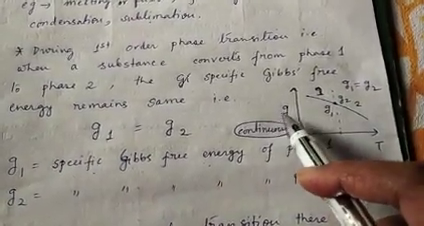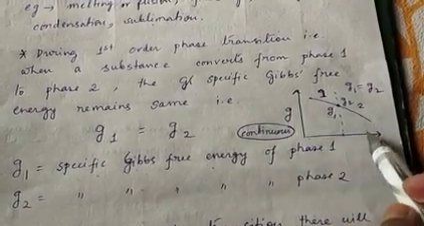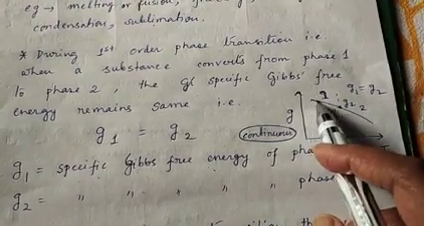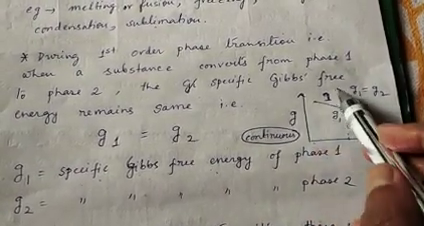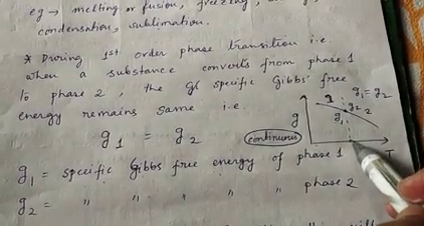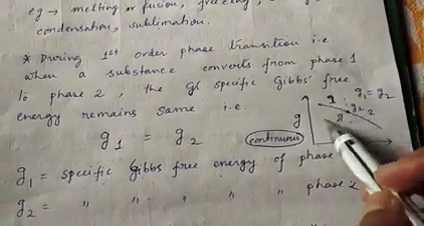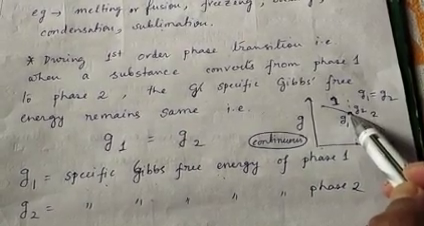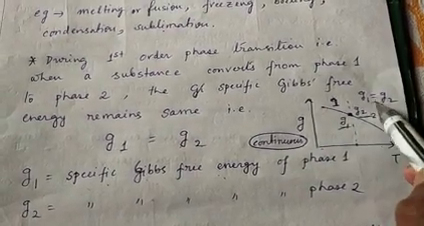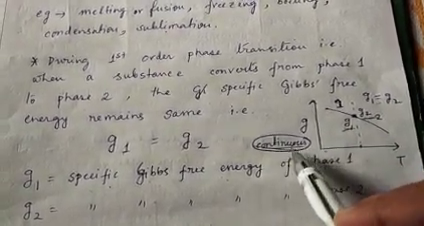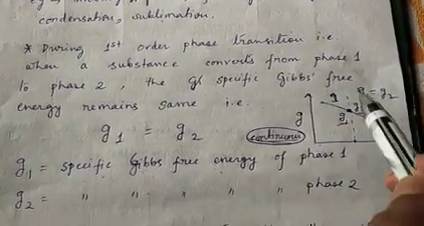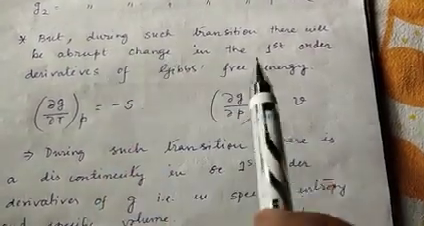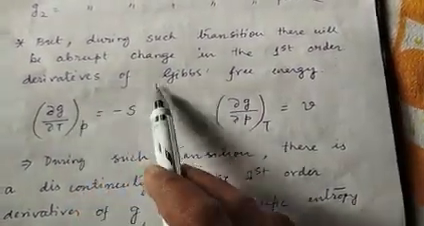That is, if we plot specific Gibbs free energy with respect to the temperature, then we'll find that this specific Gibbs free energy is changing continuously, and this dotted line indicates the phase transition. This side is phase 1, this side is phase 2, and at the point of transition, G1 is equal to G2. So this change is continuous, there is no abrupt change. But during such transition, there will be some abrupt finite change in the first order derivatives of Gibbs free energy.